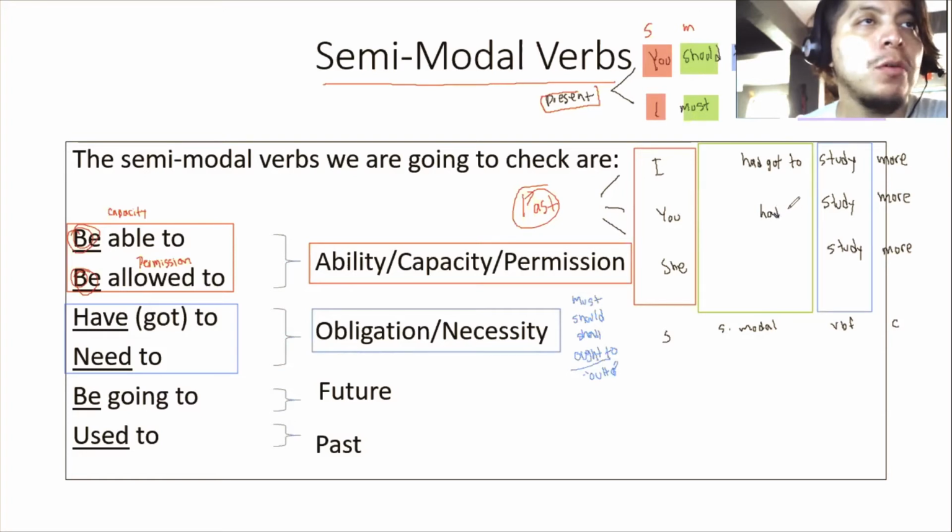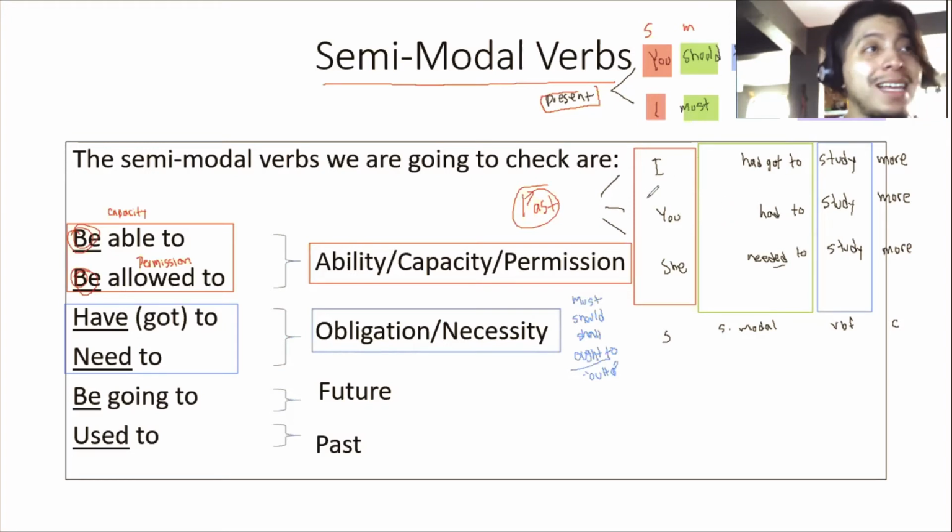You have to study more. She needed to study more. That's perfect. So now I am saying that in the past, I had the obligation of studying more. Right now, I don't have the obligation, but in the past, in the last semester, in the last month, a few years ago, I had got to study more. I had the obligation, I had the necessity. You had in the past the obligation or the necessity to study more. She needed to study more, not now, in the past.